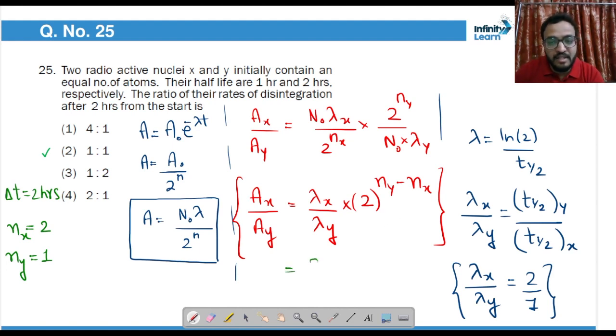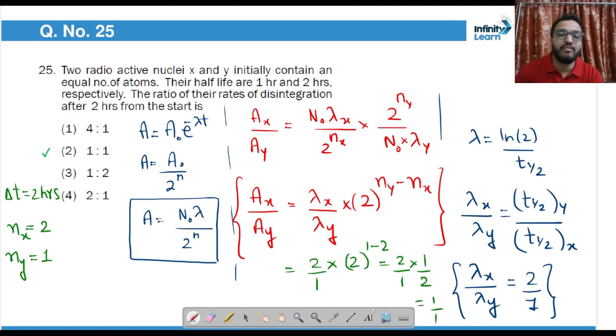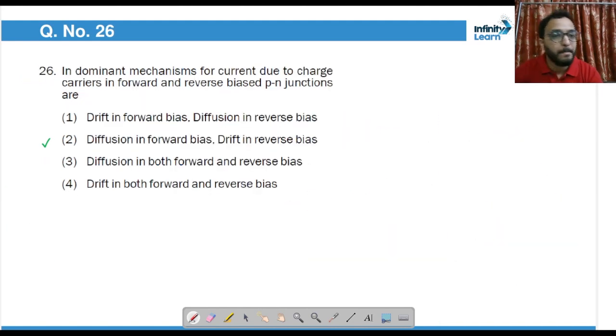So we will say that this is 2 is to 1 into 2 to the power 1 minus 2. That is 2 upon 1 into 1 upon 2. The answer is 1 upon 1. Do you understand? So this is how you will get the second option. This is a very interesting question. That was question number 25. Now let's move on to question number 26.